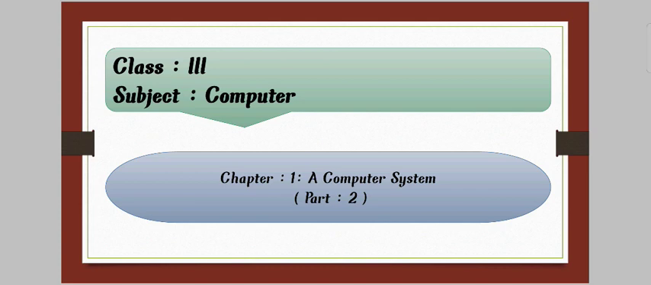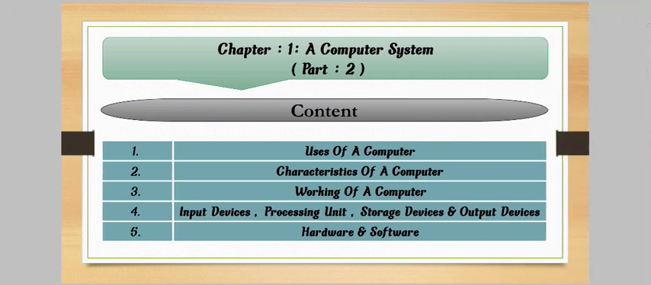This is my second video and today I am going to continue with chapter number 1, computer system. This is part 2, chapter number 1, a computer system. So let's start. Here you can see the content of this chapter. In my previous video I already discussed the uses of a computer and features of a computer. Today I am going to discuss the working of a computer and input devices. These two topics I will discuss in this video. So let's start.